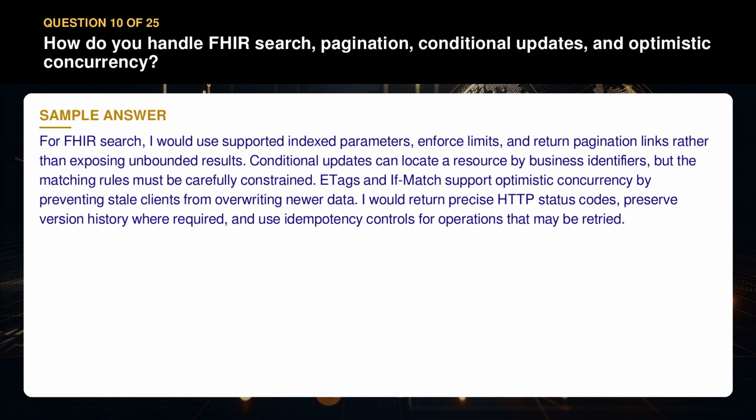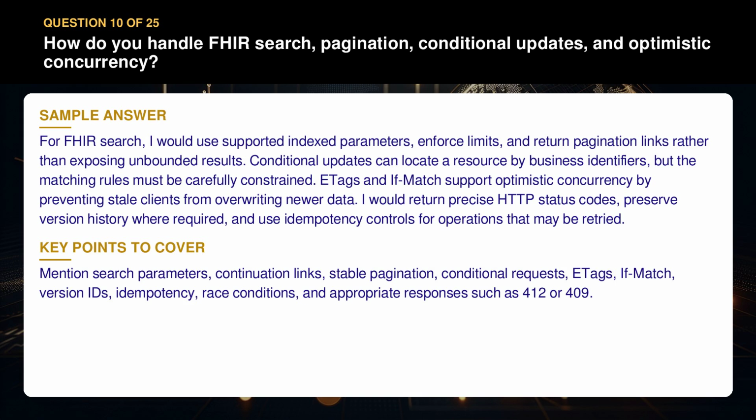I would return precise HTTP status codes, preserve version history where required, and use idempotency controls for operations that may be retried. Mention search parameters, continuation links, stable pagination, conditional requests, ETags, If-Match, version IDs, idempotency, race conditions, and appropriate responses such as 412 or 409.